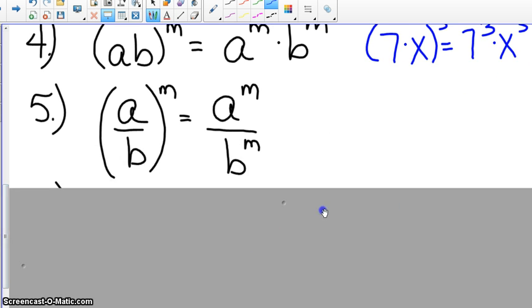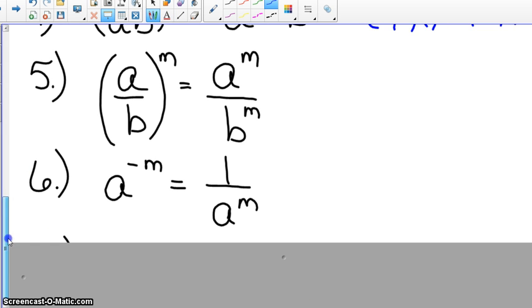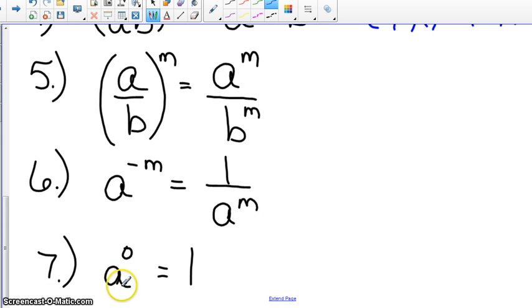Number 5 works with division. A divided by b to the m power is a to the m over b to the m, everything inside the parentheses. And then number 6, we just did. A to the negative m wants to be a real man. It's going to jump to the bottom. And lastly, just kind of remember this. Any number or variable to the 0 power equals 1. So a to the 0, 10 to the 0, a million to the 0, your mama to the 0, always equals 1.